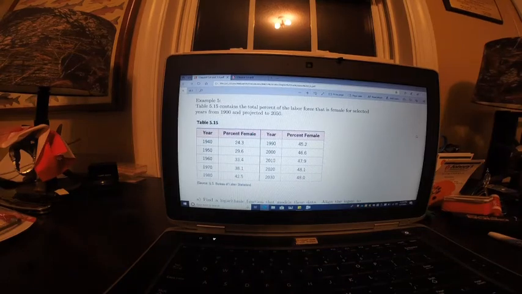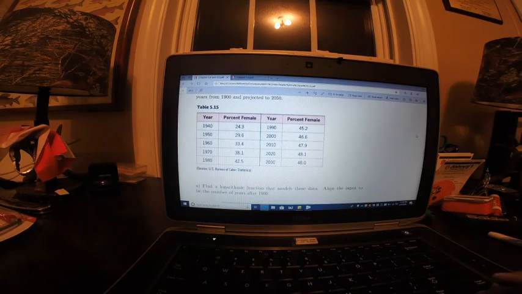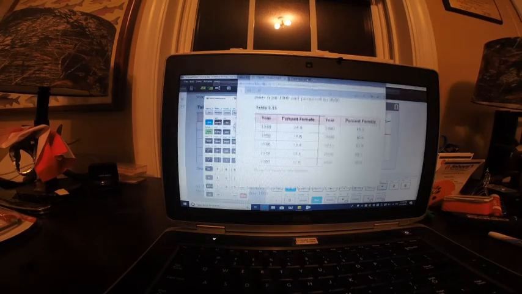Example 5 says table 5.15 contains the total percent of the labor force that is female for the selected years from 1900 projected to 2050. A says find a logarithmic function that models these data. Align the input to be the number of years after 1900. So let's go to our calculator and do this. I'm going to double screen it.